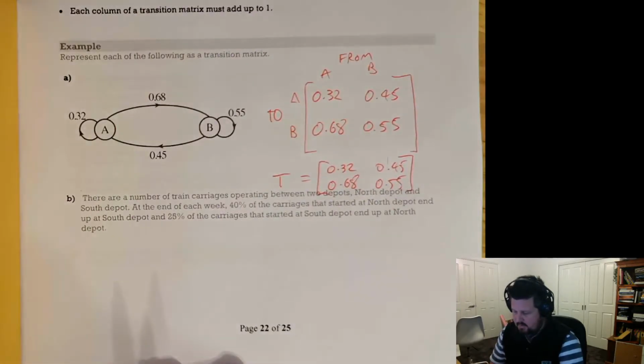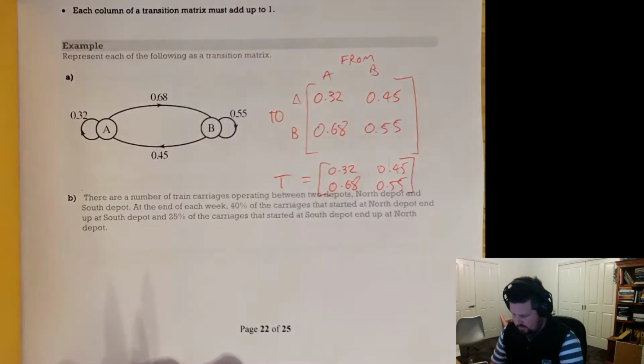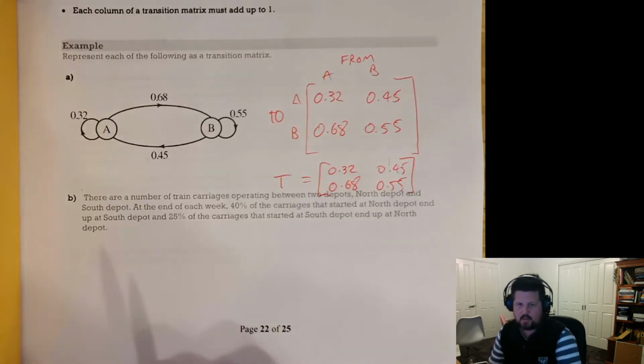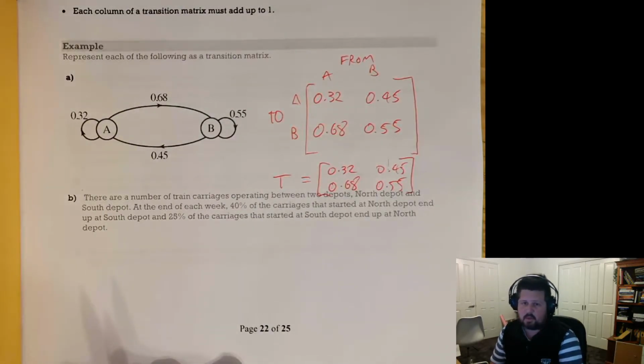State transition statement. And you'd have to put this into a transition matrix. So again, what's this one go? Oh, cool, it's the train carriages. It says there are a number of train carriages operating between two depots. You've got North Depot and you've got South Depot. It says at the end of each week, 40% of the carriages that started at North Depot end up at South Depot, and 25% of the carriages that started at South Depot end up in North Depot.